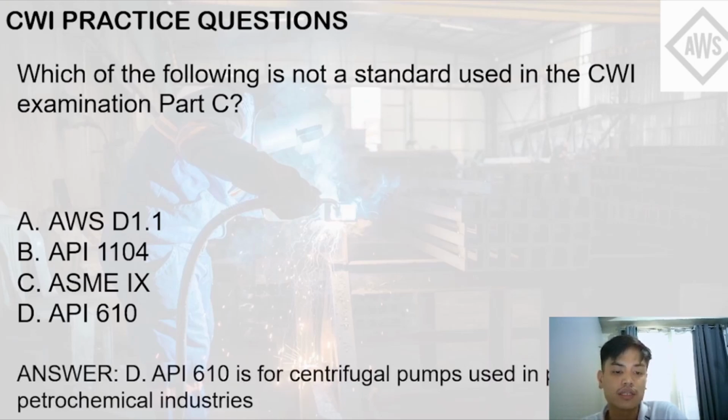So the answer here is letter D, API 610. This is for centrifugal pumps used in petroleum and petrochemical industries. This is not used as a standard in the open book part of the CWI exam.